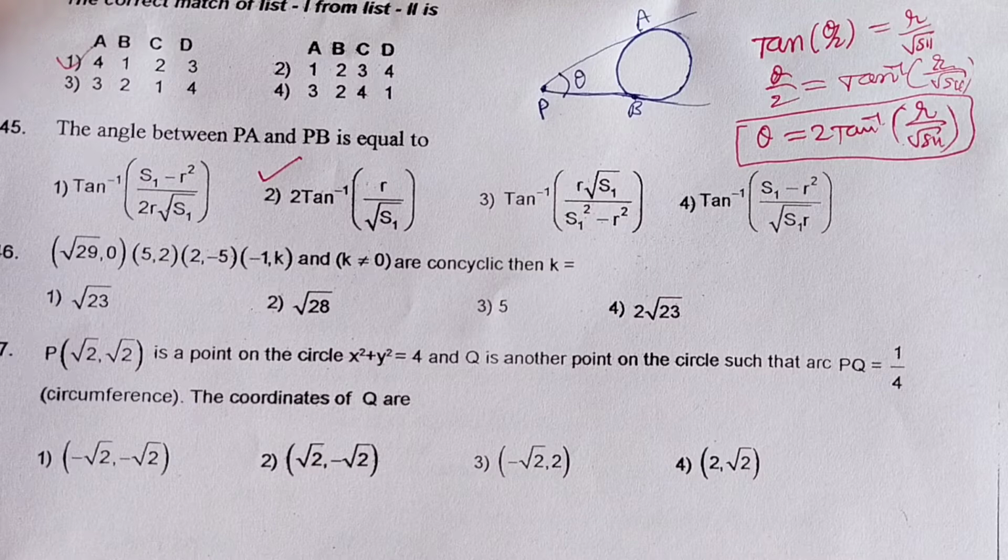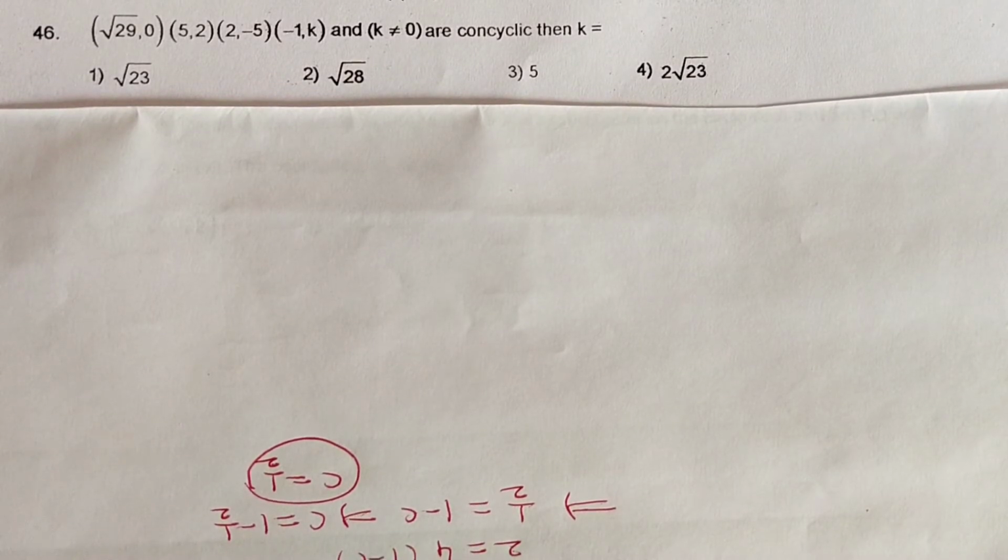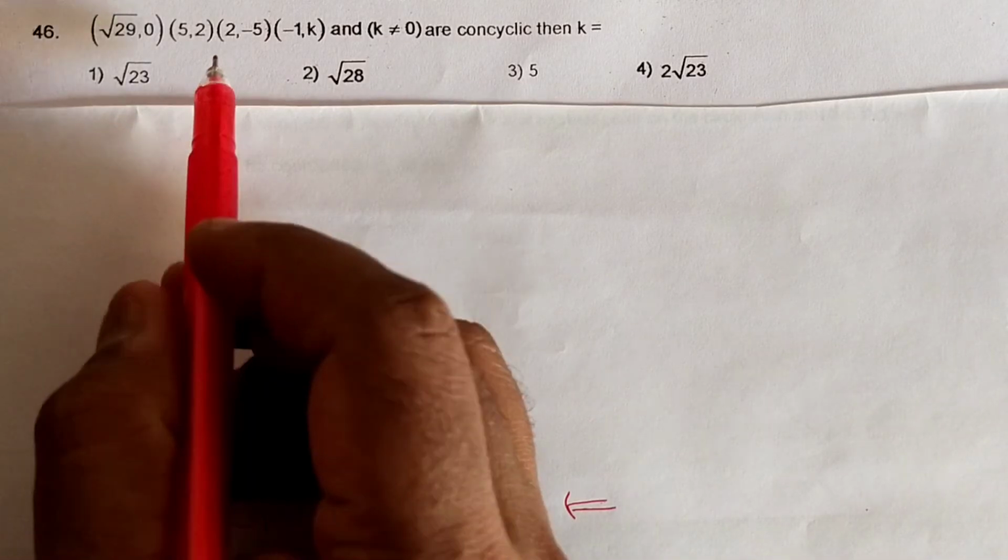So we'll move to the next question, dear students. It's the next question. Question number 46. The points root 29 comma 0, 5 comma 2, 2 comma minus 5, minus 1 comma k, and k is not equal to 0, are concyclic, then k equal to. Concyclic means the points which are lying on the same circle are called concyclic. But here the circle equation is not there. By observing the points, observe carefully.